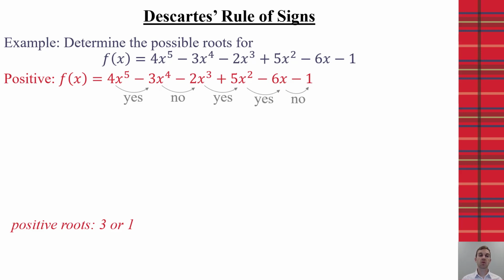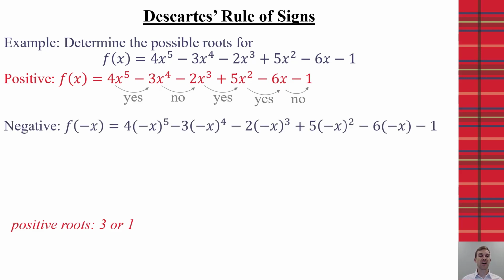Now, what happens then when we plug in negative x? So f of negative x means we're going to plug in a negative x for everywhere in our equation. And then we're going to simplify that out so that our equation now becomes f of negative x equals negative 4x to the 5th minus 3x to the 4th plus 2x cubed plus 5x squared plus 6x minus 1.